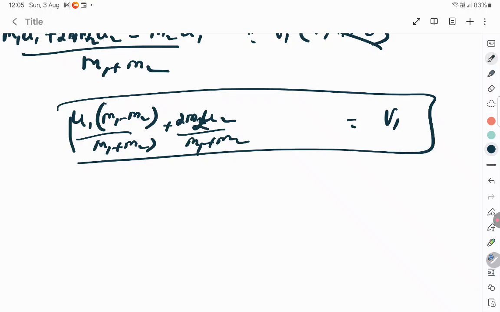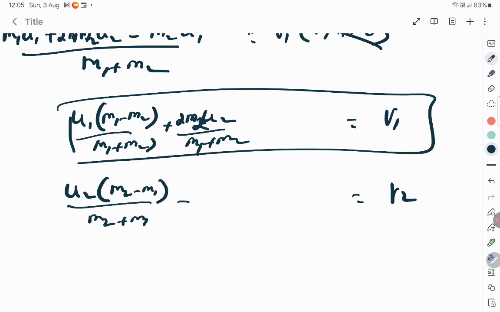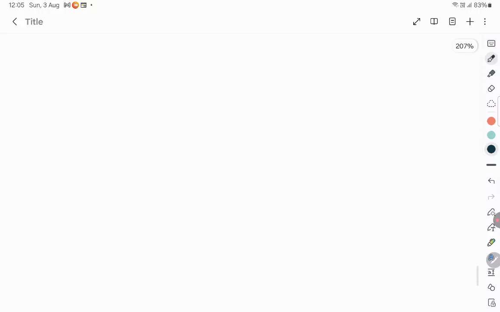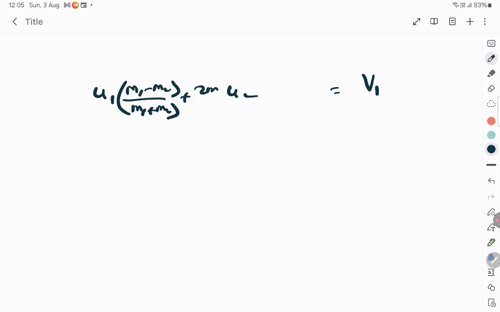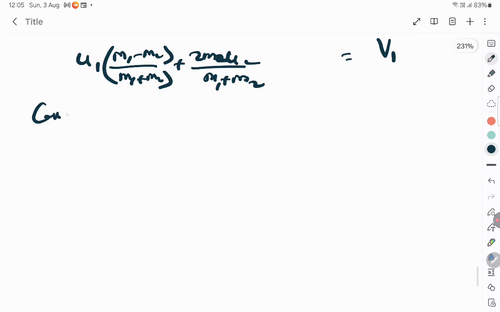Because we substituted v2 in terms of v1, obviously we can get v1. If they ask you v2, don't worry, just change it around: u2 into (m2 minus m1) by (m2 plus m1) plus 2m1 u1 by (m2 plus m1). Just change the alphabets, that's all. So this is a very crucial formula, which is velocity v1. If you know u1 and u2, you can write it like this to memorize it, and thus you get this formula, for which there is a case study.